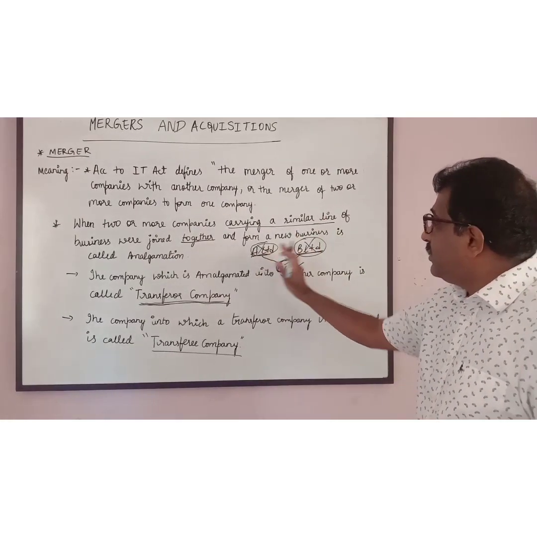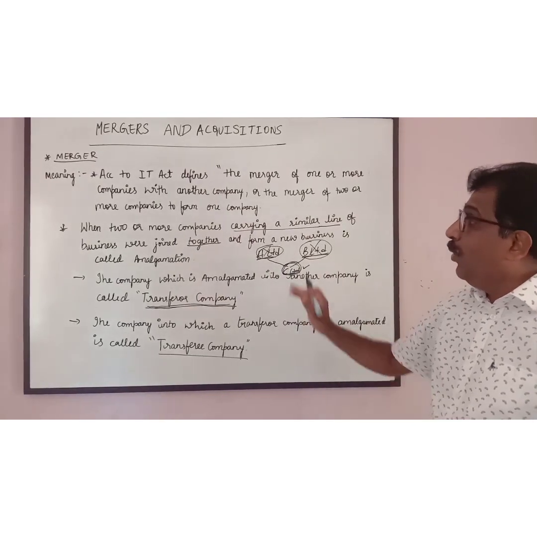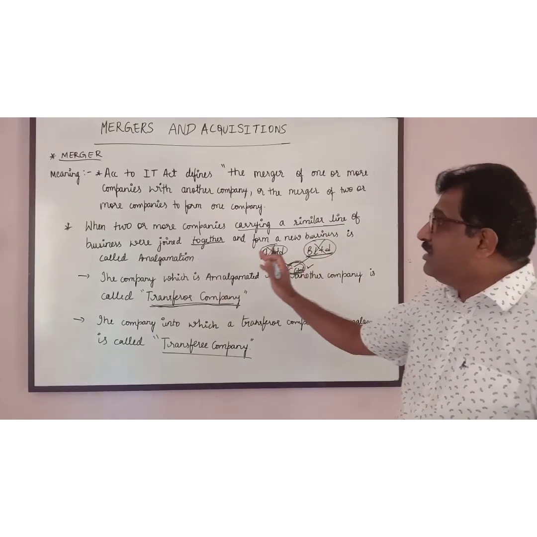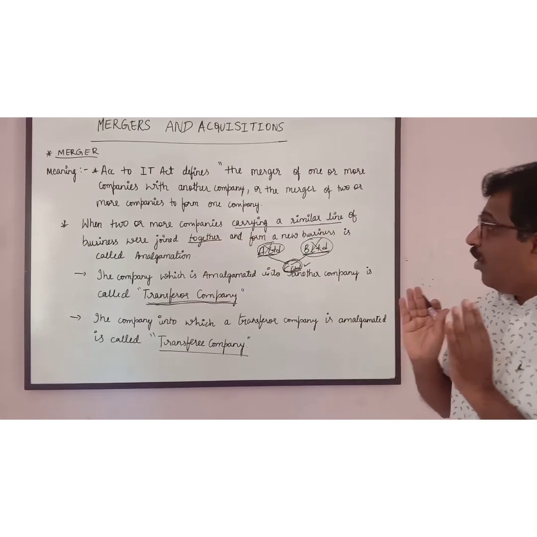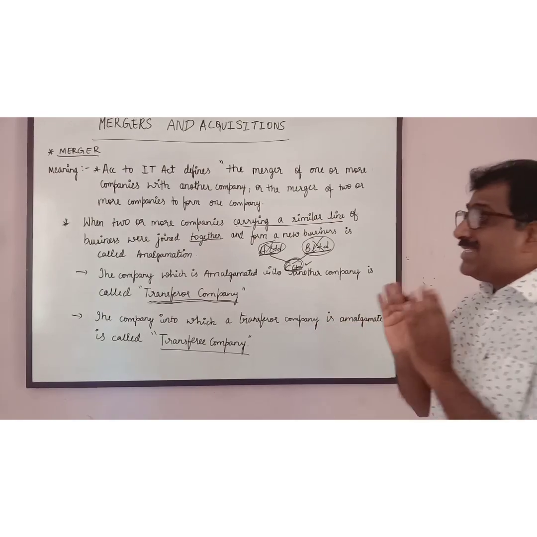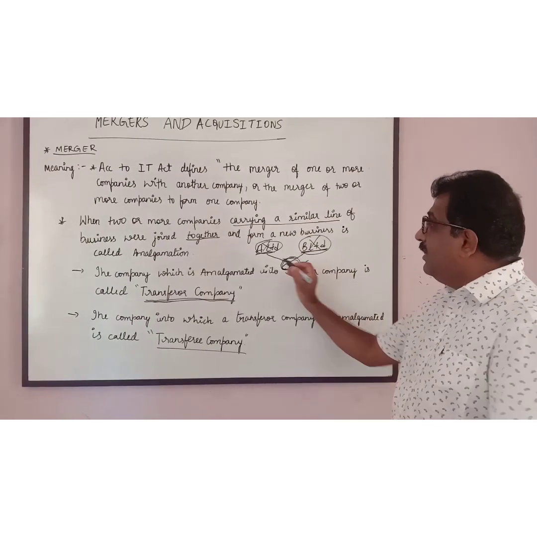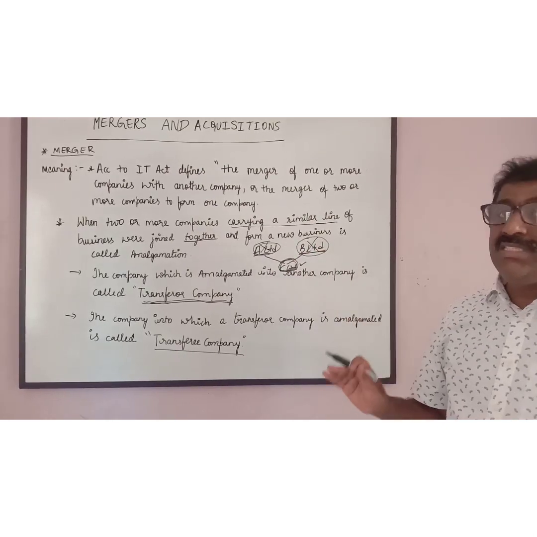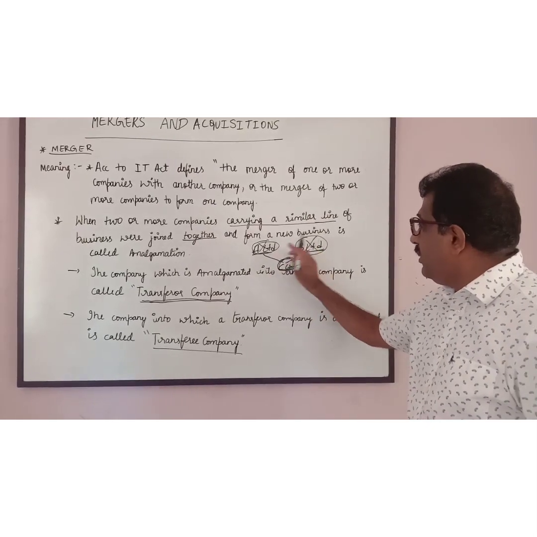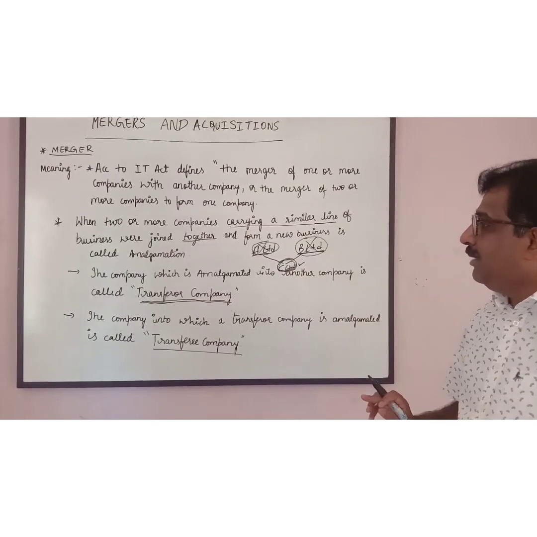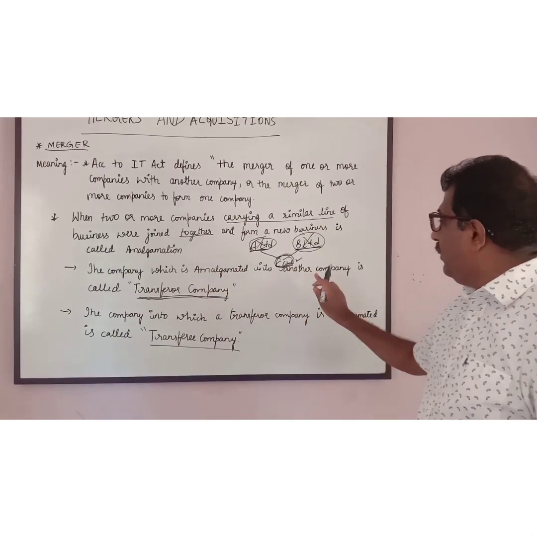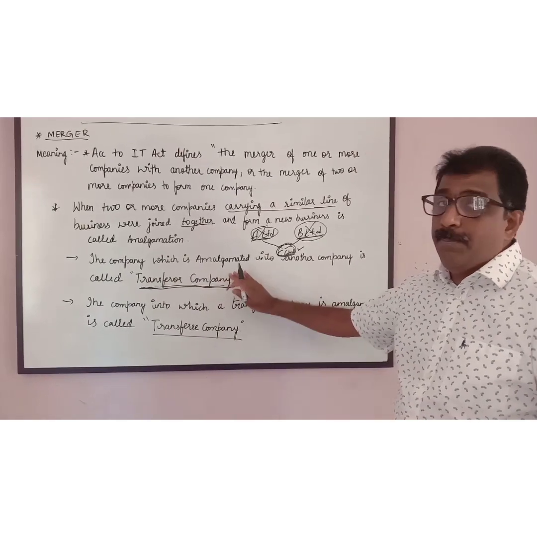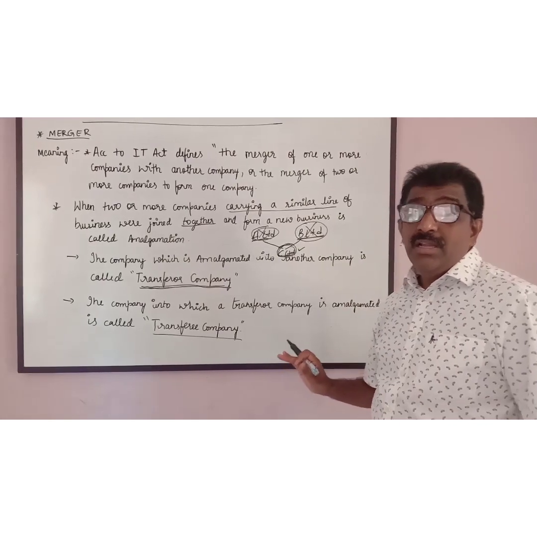I will just explain this definition once again. When 2 or more entities or companies carrying a similar line of business join together and form a new business, it is called amalgamation. For example, A Limited and B Limited are carrying a similar line of business, say automobiles. They joined and formed a new company called C Limited. The company which is amalgamated into another company is called the transferor company. These terms are very, very important to understand the further concepts.